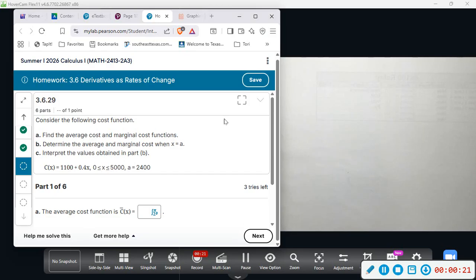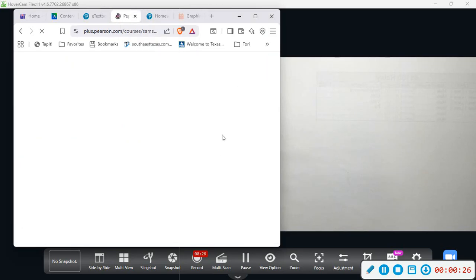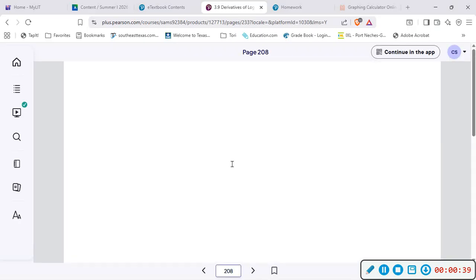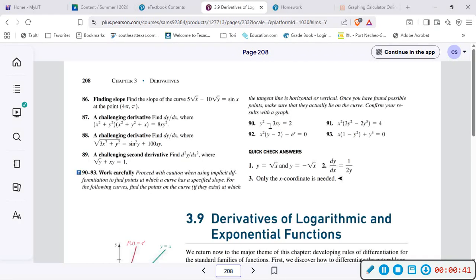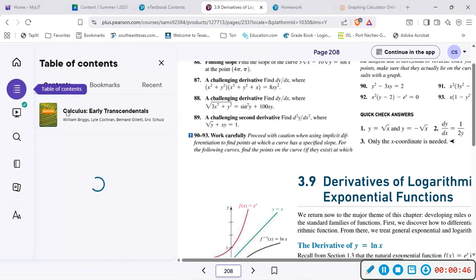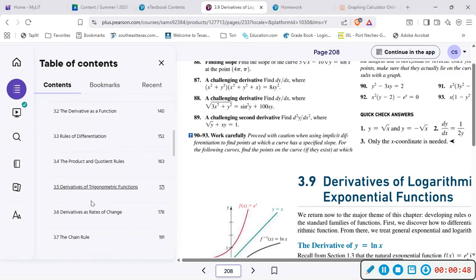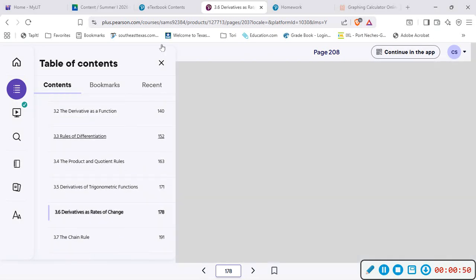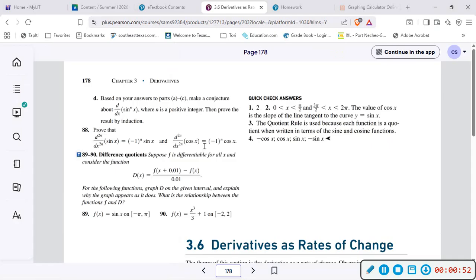All right, so I've opened up the textbook just to go back and show you, because during the overview we just skimmed that information. So it might be better to make it full screen as well. All right, so this is going to be section 3.9. We want to go to 3.6.